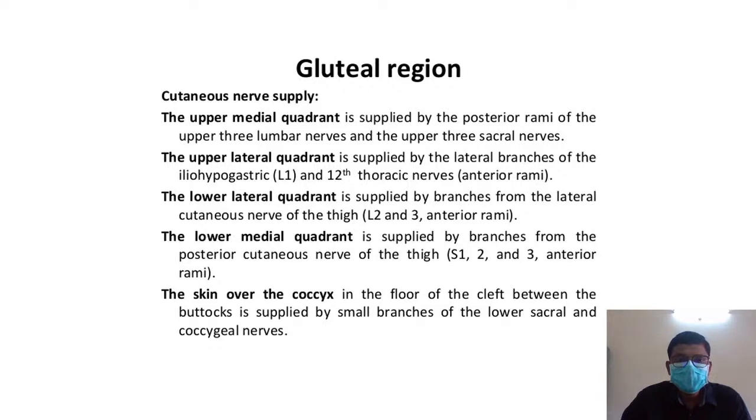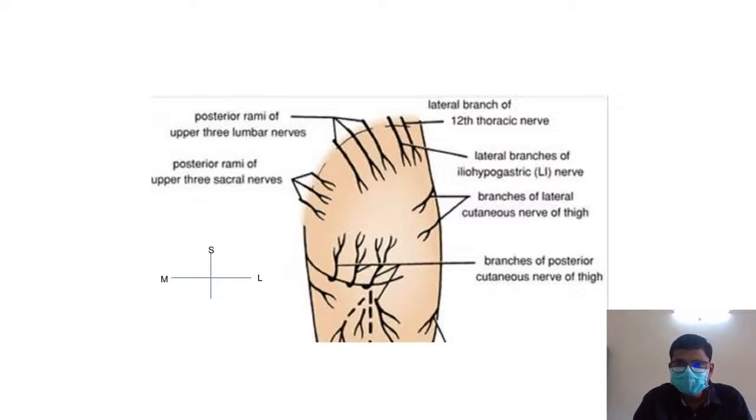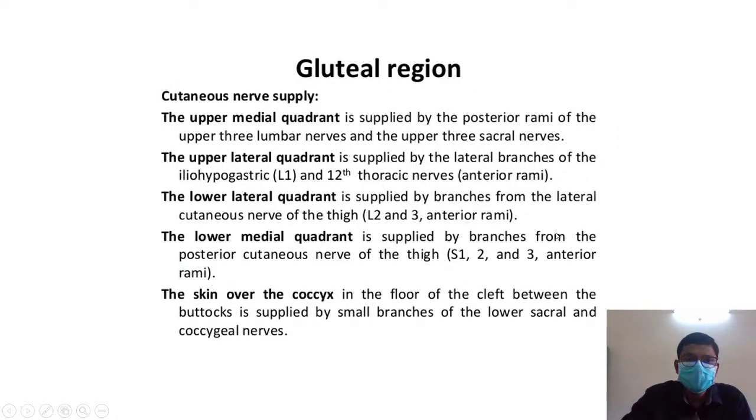Coming to the lower lateral quadrant, this lower lateral quadrant is supplied by the branches from the lateral cutaneous nerve of the thigh. You can see in the diagram here, you can see the branches which are coming from the lateral cutaneous nerve of the thigh. These are the branches which supply the lower lateral quadrant of the gluteal region.